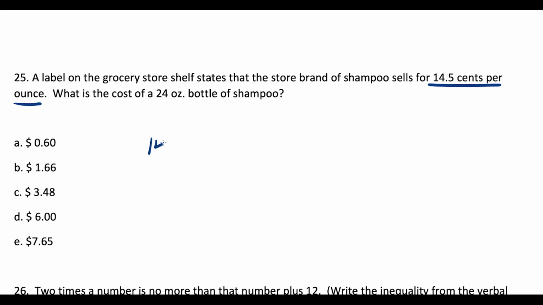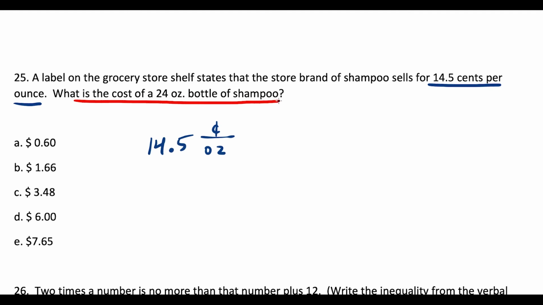So I like to just write these things out, 14.5 cents. And the symbol for cents, we put the C with the strike through here. And per ounce, ounces we could say is OZ like this. That's just a nice abbreviation. So we want to know what is the cost of a 24-ounce bottle of shampoo.